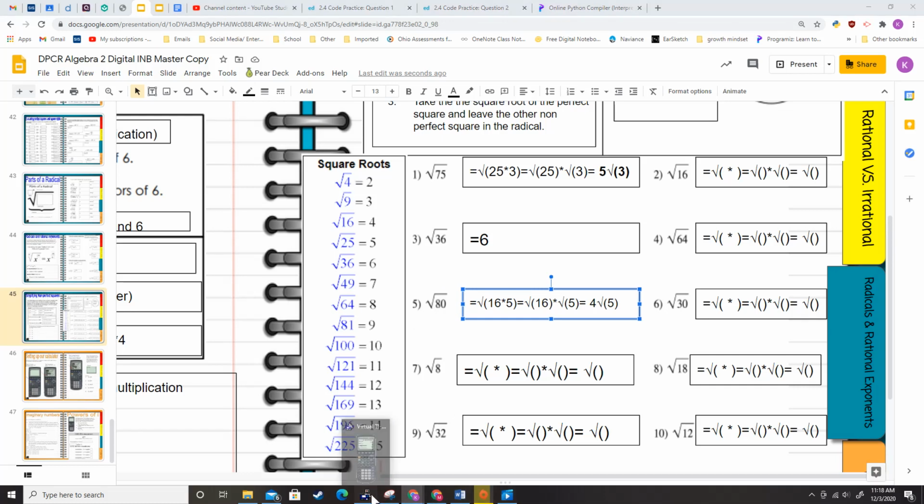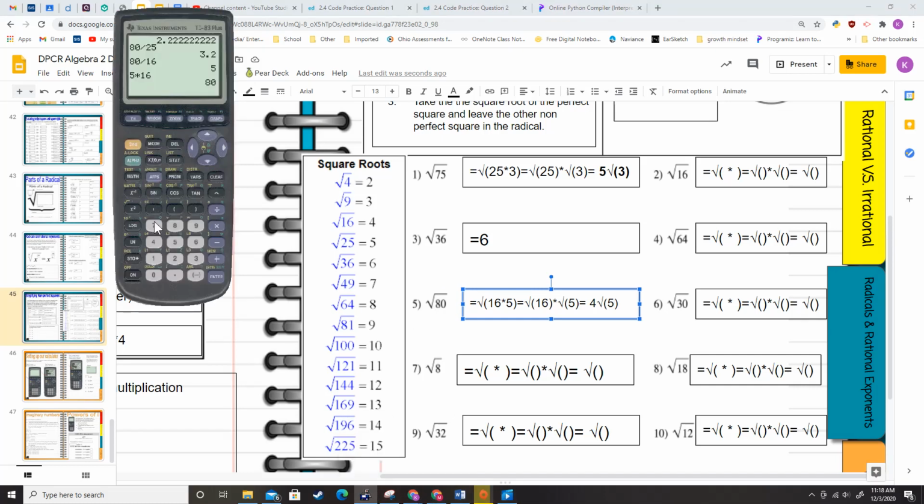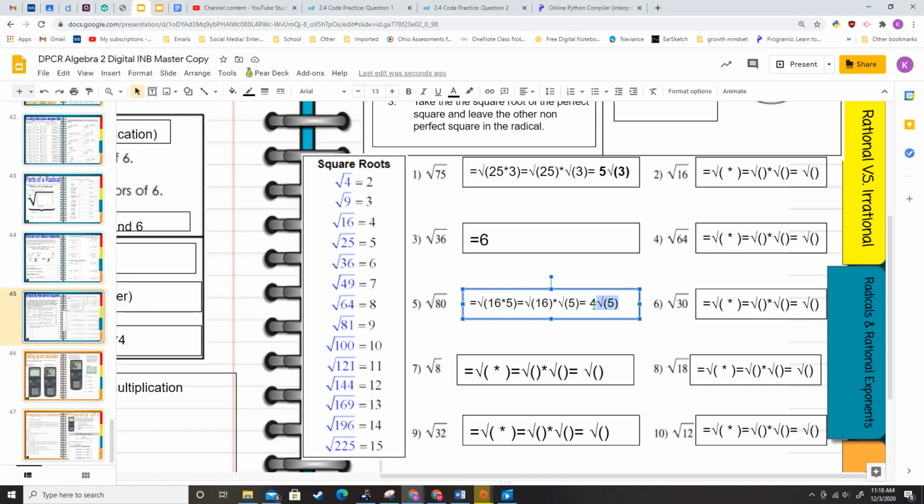And as always, go through and check. Okay, I'm going to check this next one right here, 80. And 4 times the square root of 5. Same decimal, no problem. We coolin'. There we go, bam. I'm going to just bold that quickly.